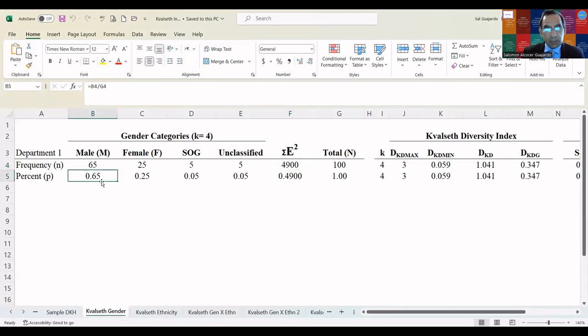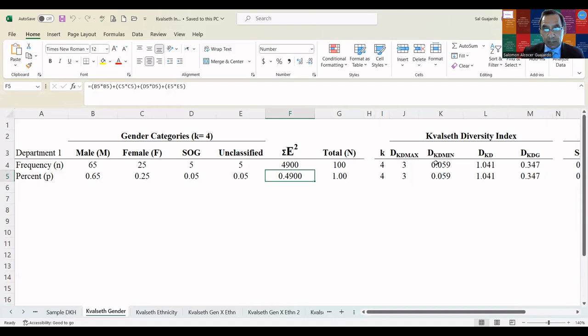I can get the percentage for each category. So for males, 65%, females, 25%. Some other gender is 5%, unclassified is 5%. So when I square those percentages, I get a sum of p squared of 0.490.